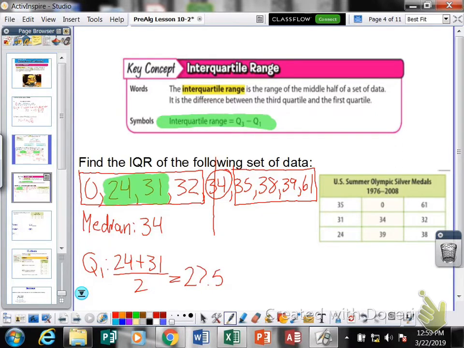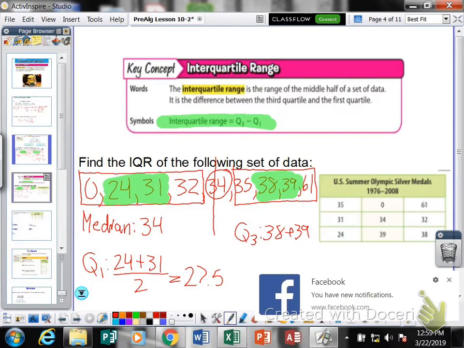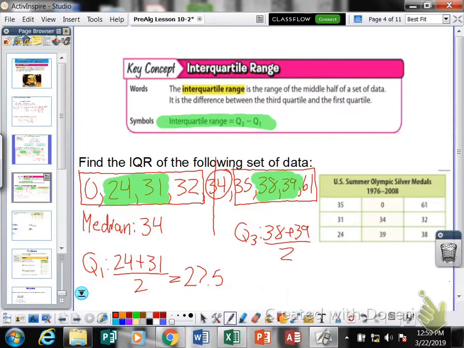Okay. Now my Q3, median of the upper half of the data. In this case, again, it's 2 numbers. So I have to add them and divide by 2. 38 plus 39 all divided by 2. And I get 38.5.